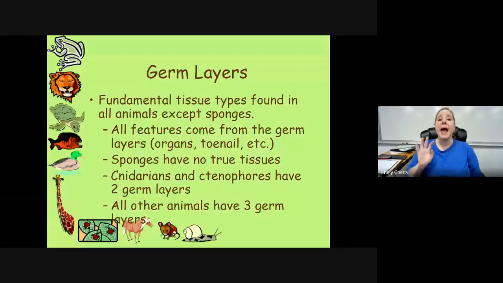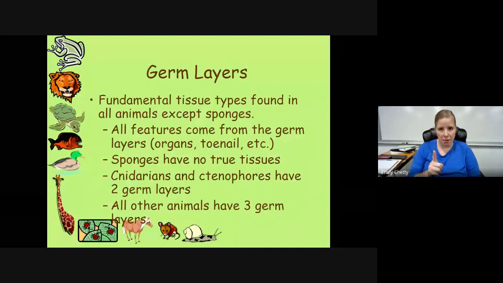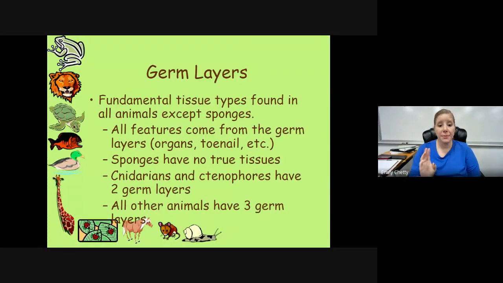All right, now new stuff: germ layers. Germ layers are fundamental tissue types that all animals come from. There are 3 kinds: ectoderm, mesoderm, endoderm. And everything in an animal's body comes from them: organs, skin, toenails, claws, fur, whatever. All of that comes from these germ layers.